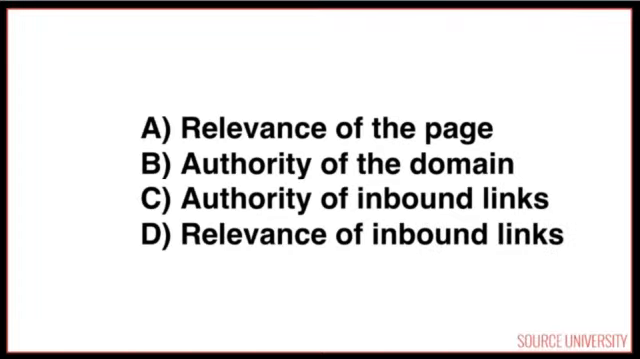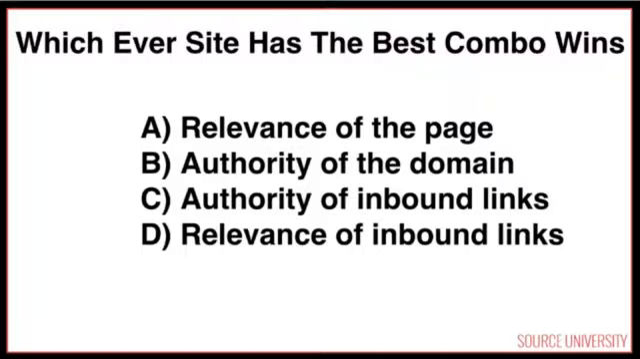Relevance of the page that is going to rank in Google, the authority of the domain the page is on that is ranking in Google, the authority of the links going to that page and authority in that domain in Google, and the relevance of the inbound links. Now, whoever has the best combination of this, the strongest combination of this, for example, the relevance of the page could be very high, the relevance of the inbound links could be very high, in any forum, whoever has the most of all these things combined wins.